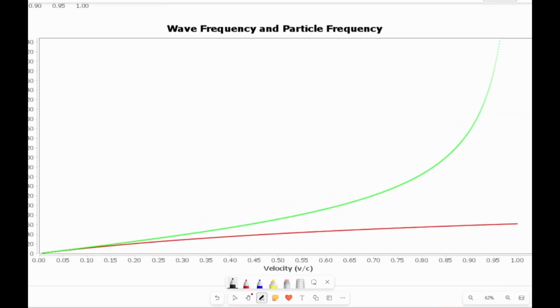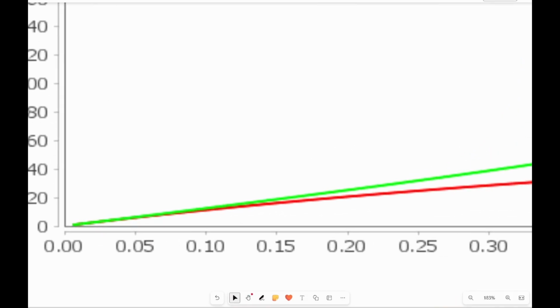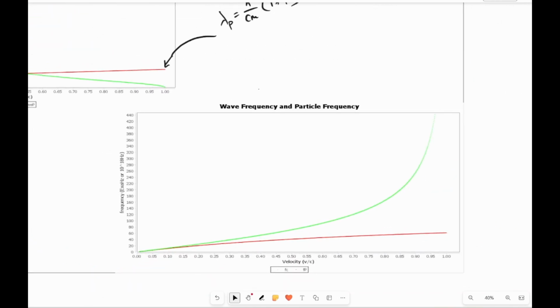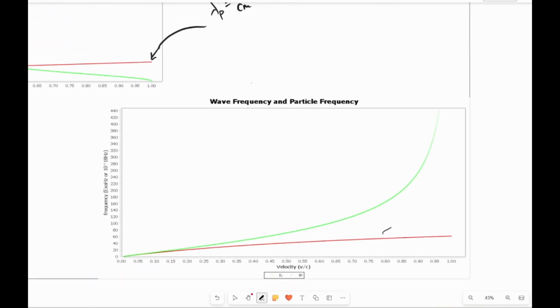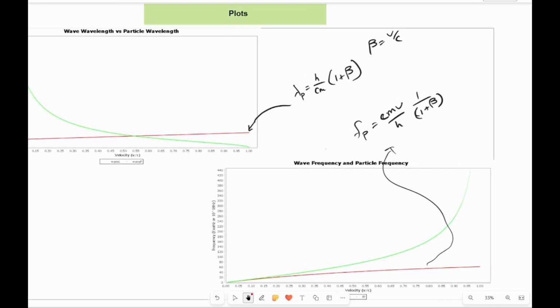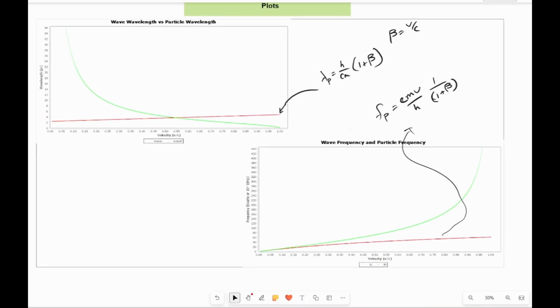And then the frequency of the particle, again, is in red. The green is the signal. When the Doppler correction is very small, they're pretty much the same. As you speed up, there's more and more of a split. And if you really wanted to know what that was, the frequency of the particle is going to be CMV over H. Whether this is useful or not, this is just more interesting.